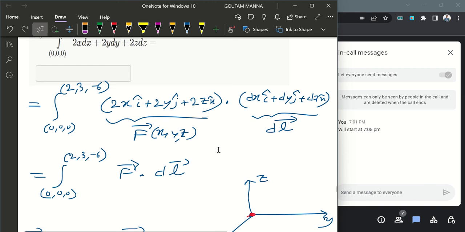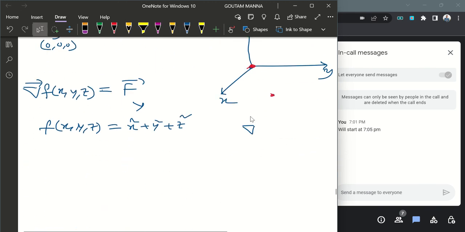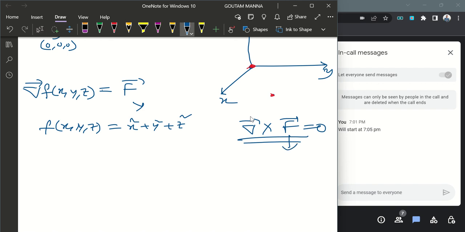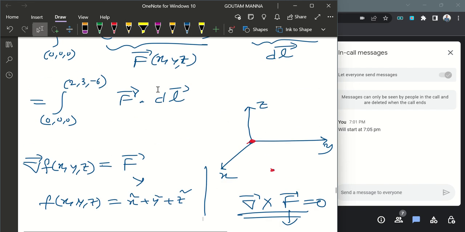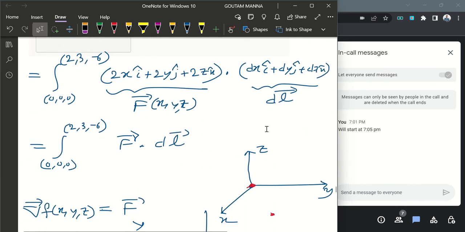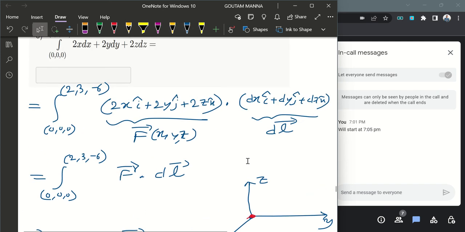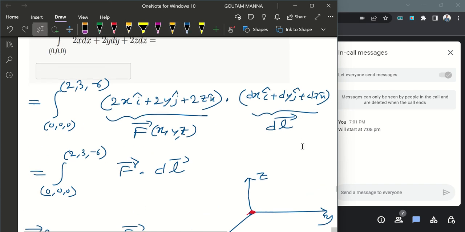But guessing this scalar function is difficult. So there is another way: find the curl of the force field. If this curl is 0, then you can say this force field is conservative. And here also, if you calculate this curl, you will see that this force field is conservative. So in that case we can choose any path to do this line integral. So what path should we choose? The easiest path is, so choose a path like this.